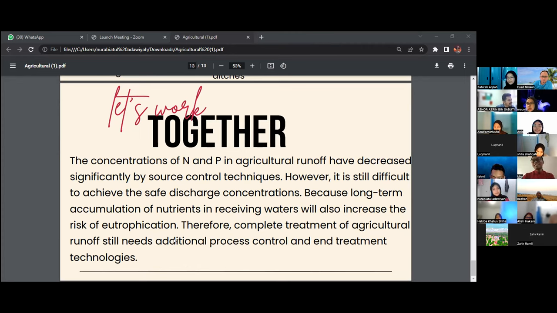For the conclusion, the concentration of nitrogen and phosphorus in agricultural runoff has decreased significantly by source control techniques. However, it is still difficult to achieve the safe discharge concentration because long-term accumulation of nutrients in receiving water will also increase the risk of eutrophication. Therefore, complete treatment of agricultural runoff still needs additional process control and end treatment technologies. That's all from our group.